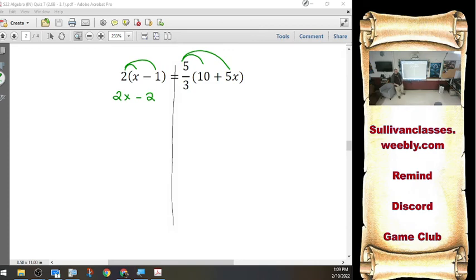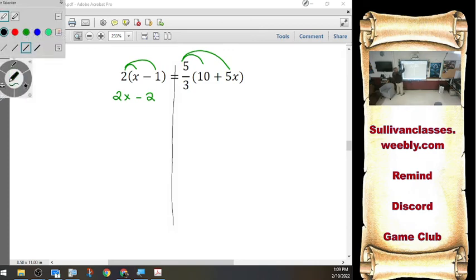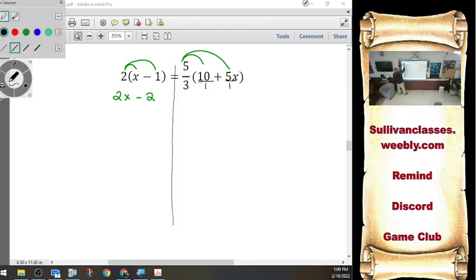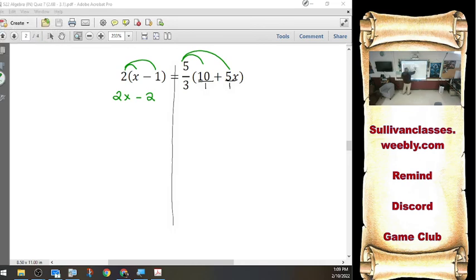Don't overthink this. Over 1, over 1. Use fractions. In a fraction, numerator times numerator, denominator times denominator. Numerator times numerator, denominator times denominator. Okay.